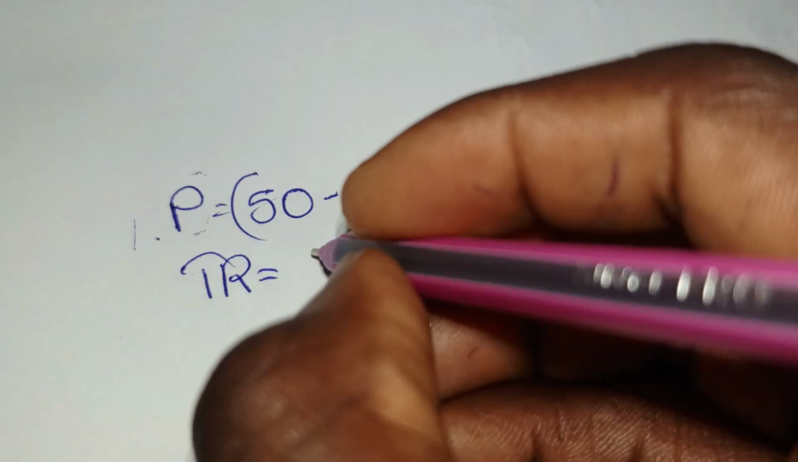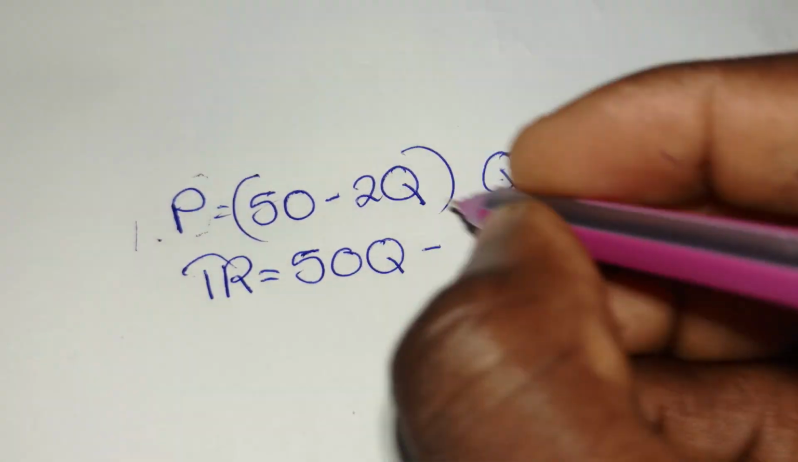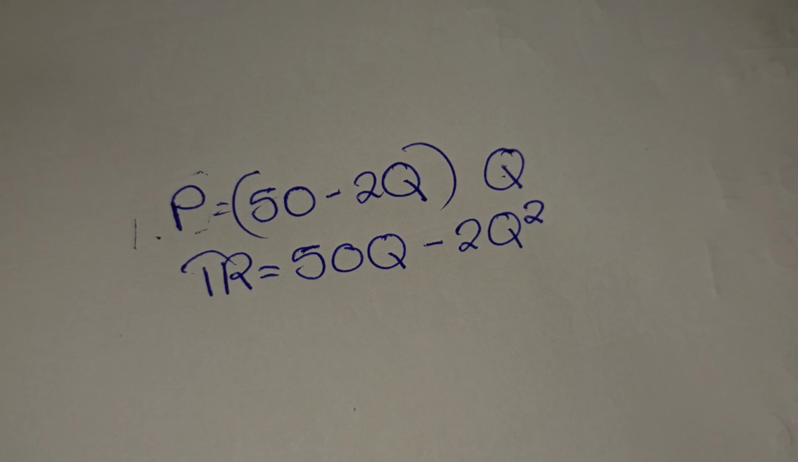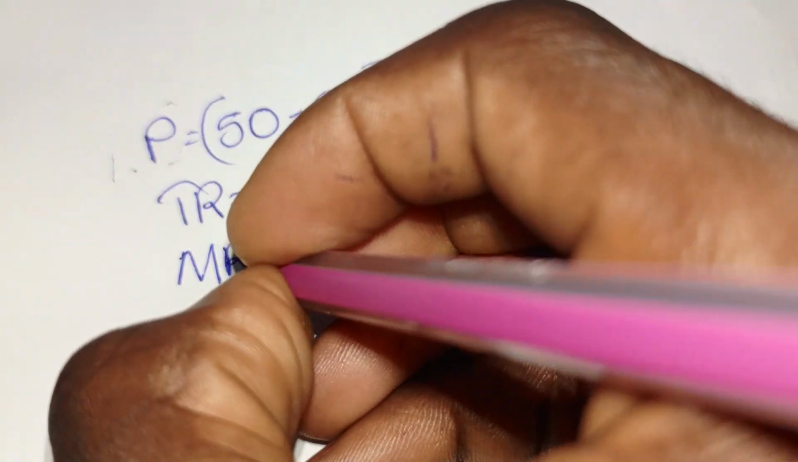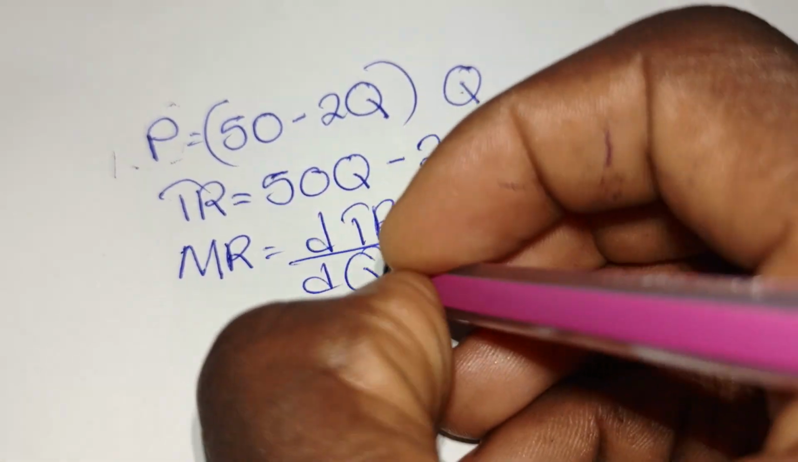So Q times 50, that is 50Q. This times that one is what? Negative 2Q squared, like that. So from here now, for you to get the marginal revenue, you will find the derivative of total revenue to the derivative of what? Quantity.